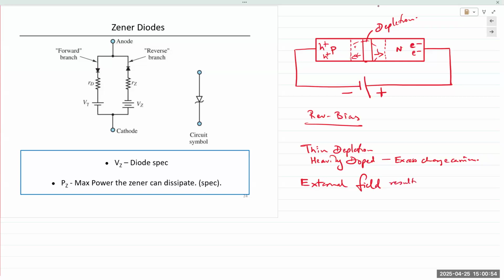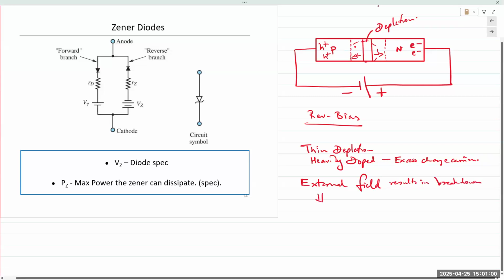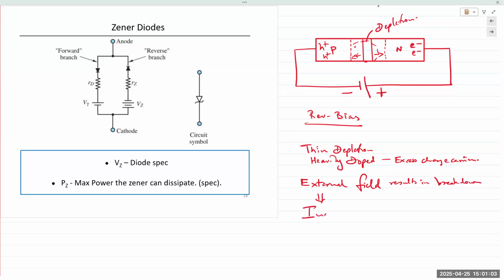External field results in breakdown, and breakdown causes an increase in current, whereas voltage remains near constant. And this property of the voltage remaining near constant is what we use for voltage regulation. Explanation: if you apply an electric field, meaning a voltage with opposite polarity, to a PN junction diode, it's working in reverse bias.